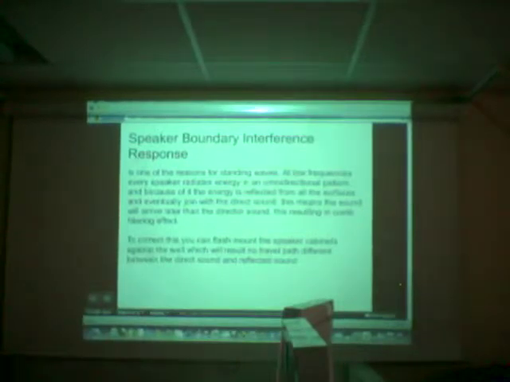Now looking at speaker boundary interference response. This is one of the reasons for the creation of standing waves. At low frequencies, every speaker radiates energy in an omnidirectional pattern. Because of it, the energy is reflected from all the surfaces and eventually joined with the direct sound. This means that the sound will arrive later than the direct sound, resulting in a common filtering effect.